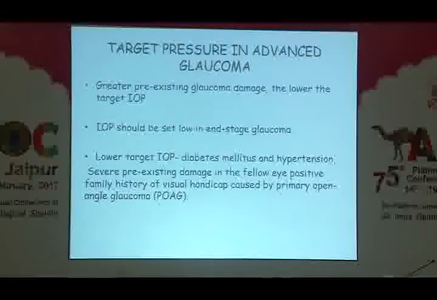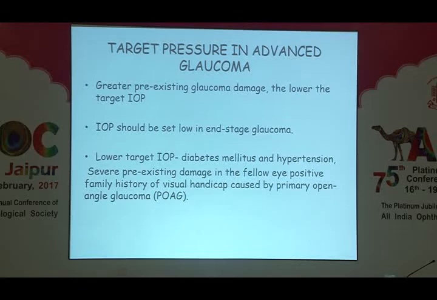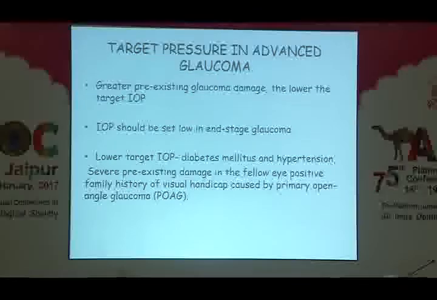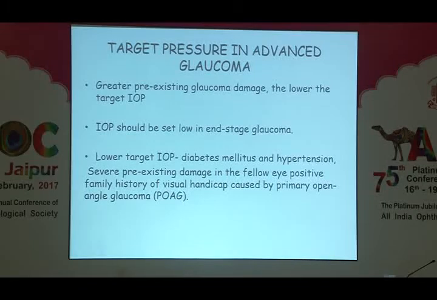Now, suppose, for example, we are looking at advanced glaucomas and we are going in for surgery, which we would like to. In that case, we find that the target intraocular pressure is extremely important. The greater the glaucoma damage, try to lower your intraocular pressure as low as possible. Look at what other comorbidities the patient has. Does he have diabetes, hypertension, pre-existing damage in the other eye, a family history of glaucoma, etc. Why?